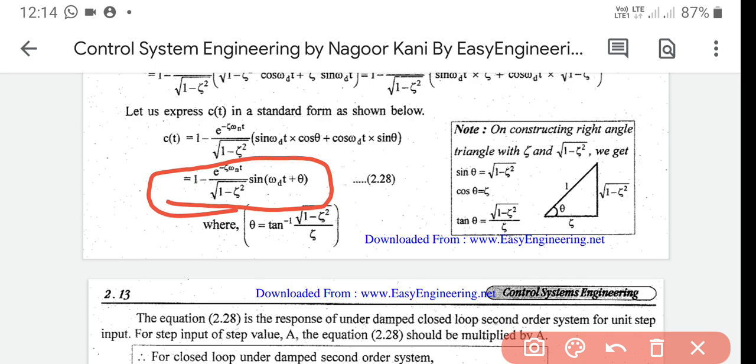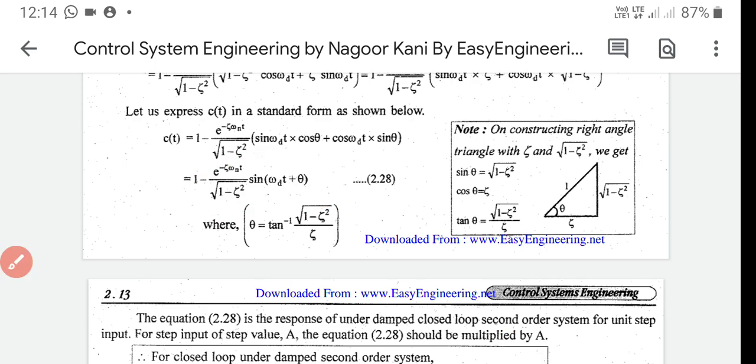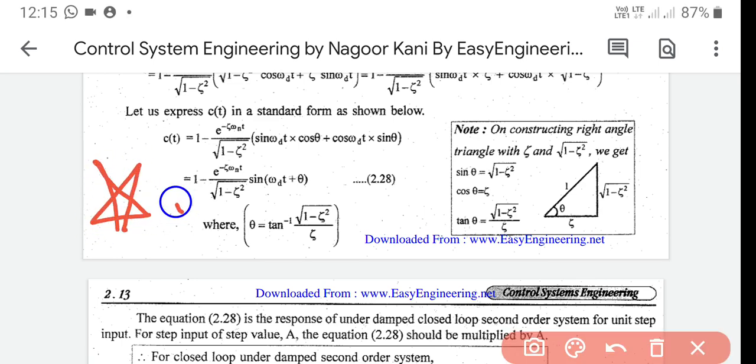And finally you can substitute the theta value also here by using the tan theta. So what is the tan theta from the right angle triangle? Square root of 1 minus zeta square by zeta. So theta is equal to tan inverse of square root of 1 minus zeta square by zeta. So this is the final response of the underdamped system when you are considering the input as a unit step input. Okay, so this is the most important derivation. This is the most important derivation.